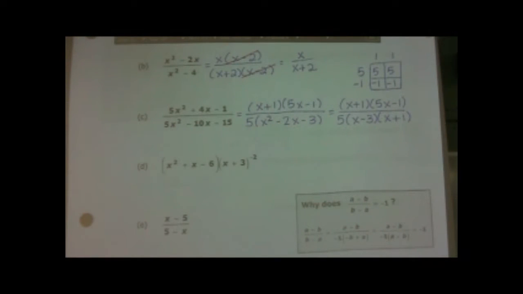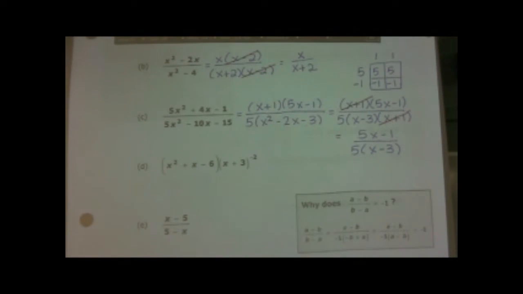And again, I'm going to cancel things that are common factors to the numerator and denominator. The only thing that's common is the x plus 1. So I'm going to factor that out. And it leaves me with 5x minus 1 on top. On the bottom, 5 times x minus 3. And again, I cannot cancel the 5's because on the top, this 5 is not a factor. It's part of a binomial. You cannot cancel it. If we look at D, this is where we have a negative exponent, and all we want to do with this is write this as a rational expression.